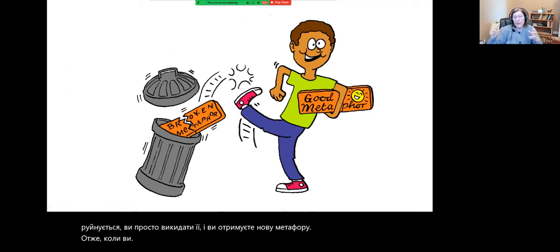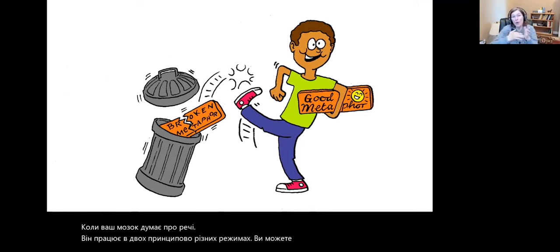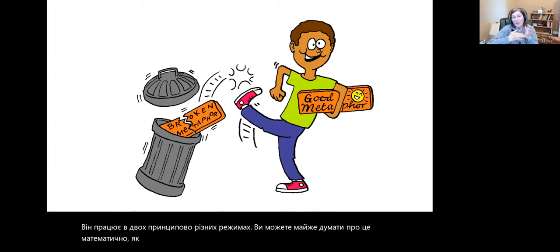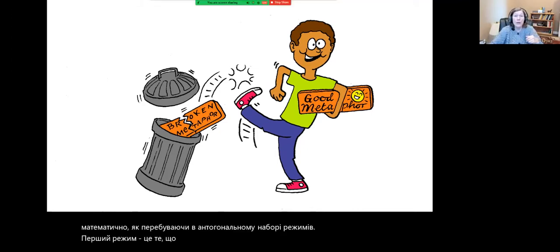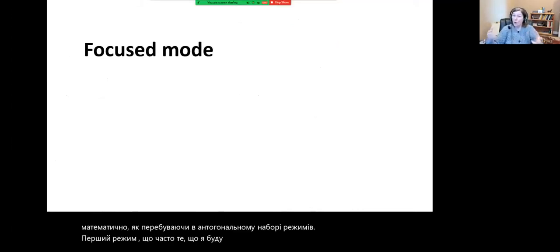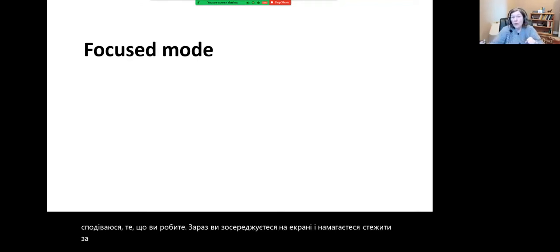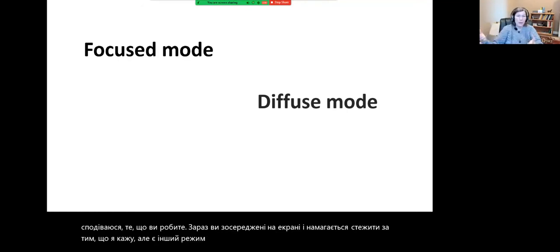When your brain is thinking about things, it works in two fundamentally different modes. You can almost think of that mathematically as an orthogonal set of modes. The first mode is what I will refer to as focused mode. And that's hopefully what you're doing right now. You're focusing on the screen and trying to follow what I'm saying. But there's another mode, and that is the diffuse mode. With the diffuse mode, you're not focusing at all.